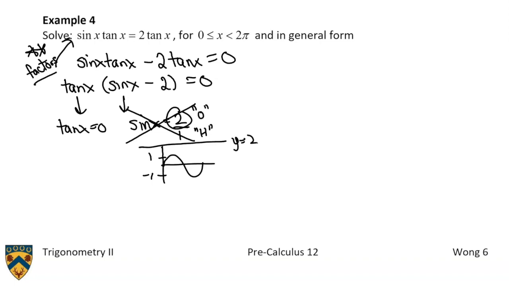So for tan x equaling 0, there's a couple ways we could go about this. If you want, you could draw your quadrantal angles, because whenever tan x is equal to 0, it's going to resemble something with a quadrantal angle. And so just recall what that means.